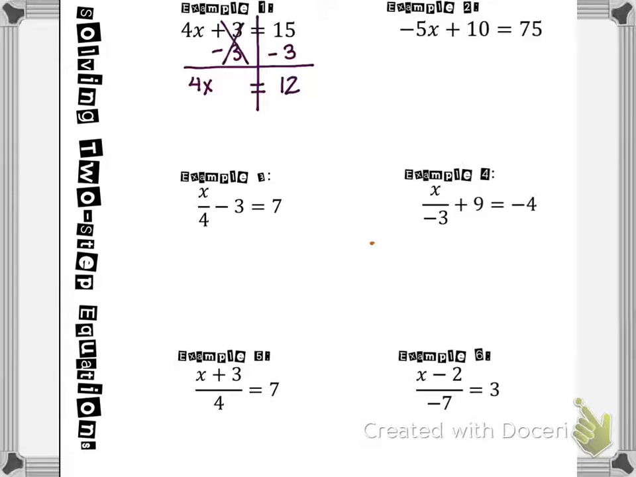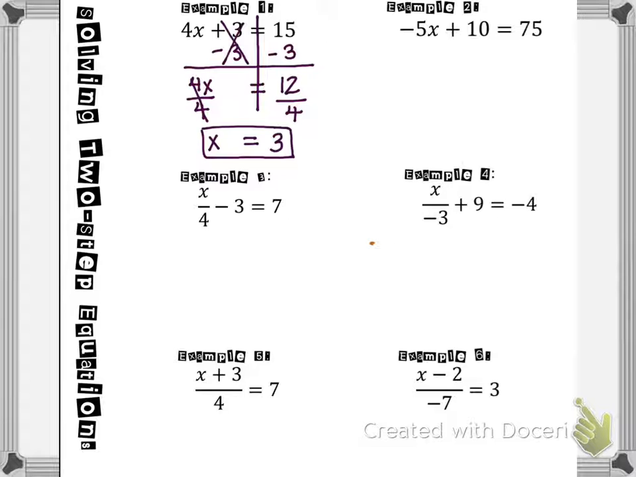Okay, so it is saying 4 times x equals 12. So that's a multiplication problem. I need to do the opposite, and I need to divide by 4 on both sides of the equal sign. That cancels out to just 1x equals, and 12 divided by 4 is 3. Perfect.